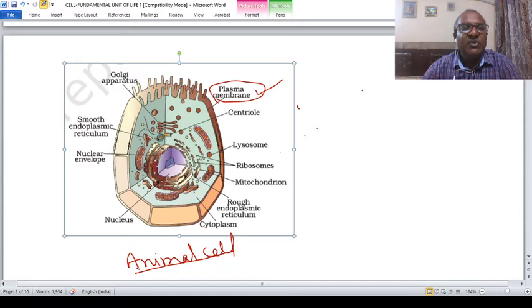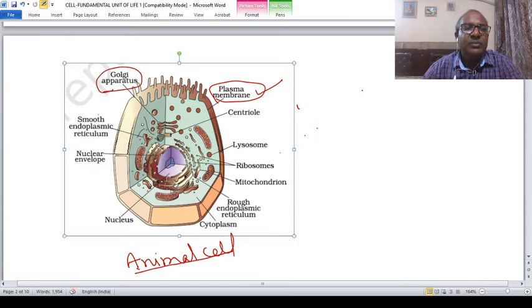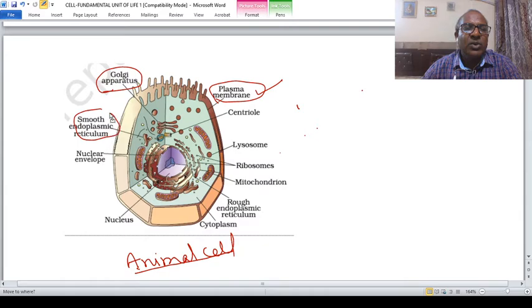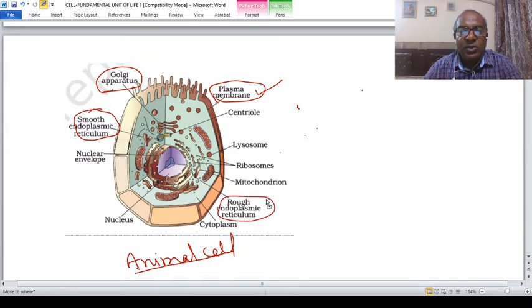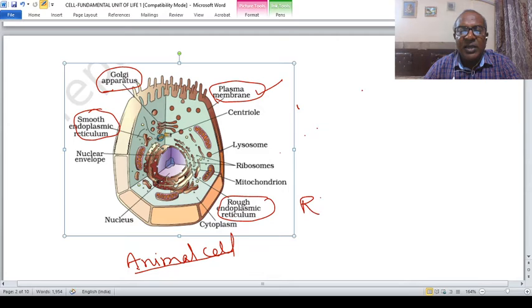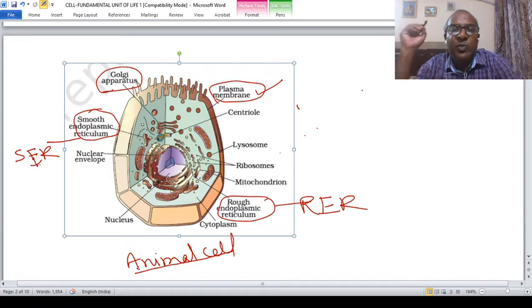Inside the cell you have different cell organelles. For example, Golgi body, endoplasmic reticulum, smooth endoplasmic reticulum. Then you have rough endoplasmic reticulum. We use the term RER for rough endoplasmic reticulum, and for smooth endoplasmic reticulum we use the term SER. So you have smooth endoplasmic reticulum and rough endoplasmic reticulum.